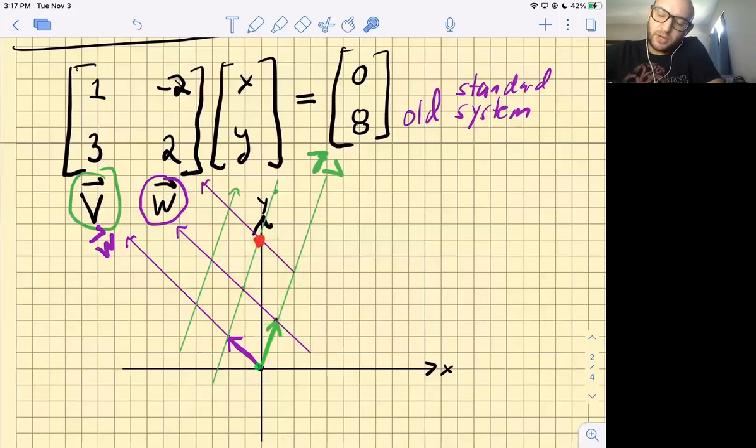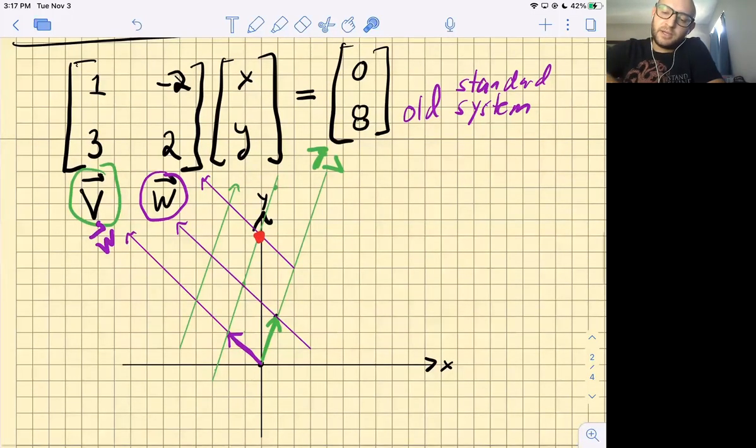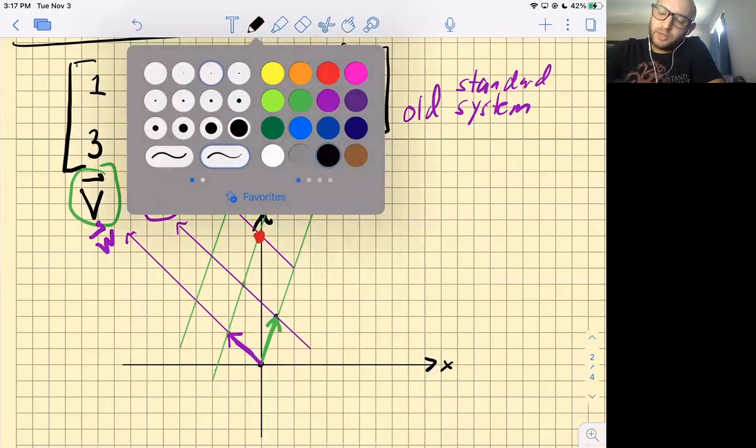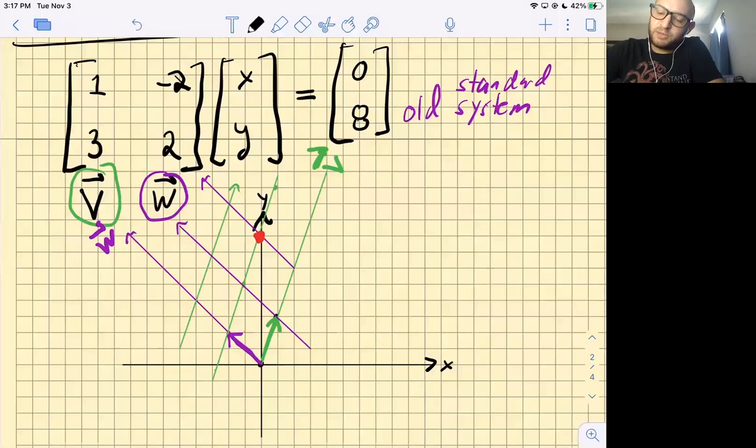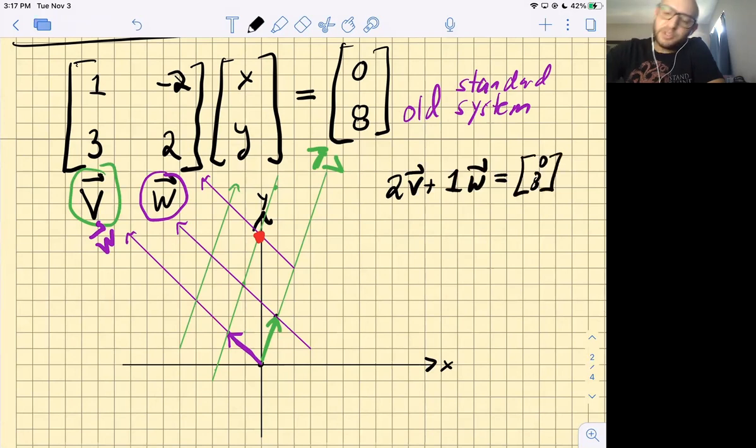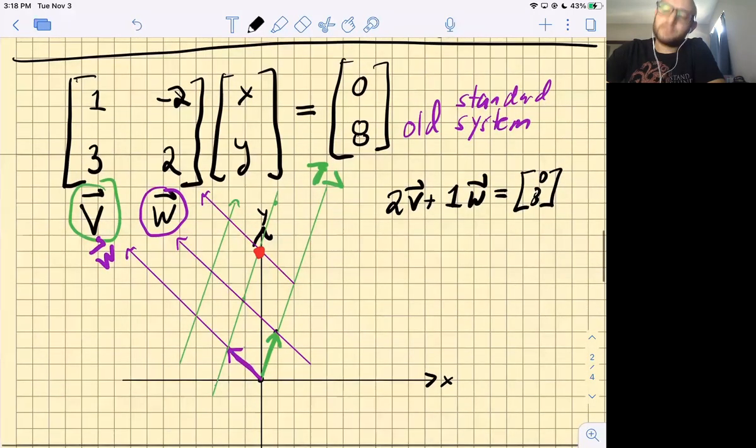So I'm just saying, if I go along the grid, on the green purple grid, if I do two green steps, two to the right, in the same direction as V, and one step in the direction of W, then I'll get to 0, 8 on my old point. And sure enough, the solution is, if you write what we see from the picture right away, 2V plus 1W equals the point 0, 8. And in particular, if you plug in x equals 2 and y equals 1 into that equation, you'll get the solution.